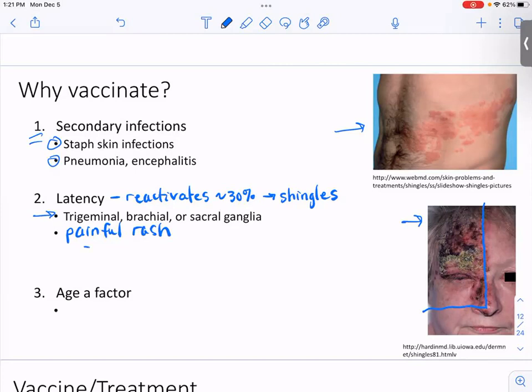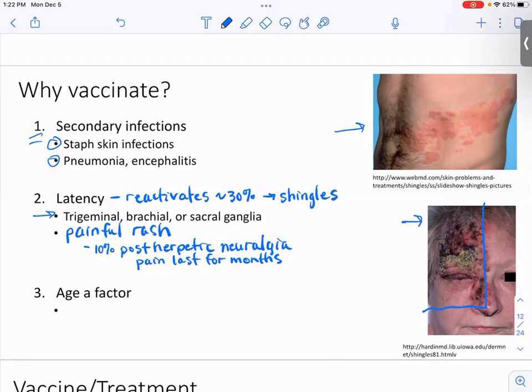Of those that get shingles, though, about 10% of those patients, the rash doesn't last just for a couple weeks and then clear up. It lasts on and on and on, and we call that post-herpetic neuralgia. Okay, so the pain can last for months. And I've talked to people that have had that, and it doesn't sound fun because we don't have a lot of treatments to help deal with that.